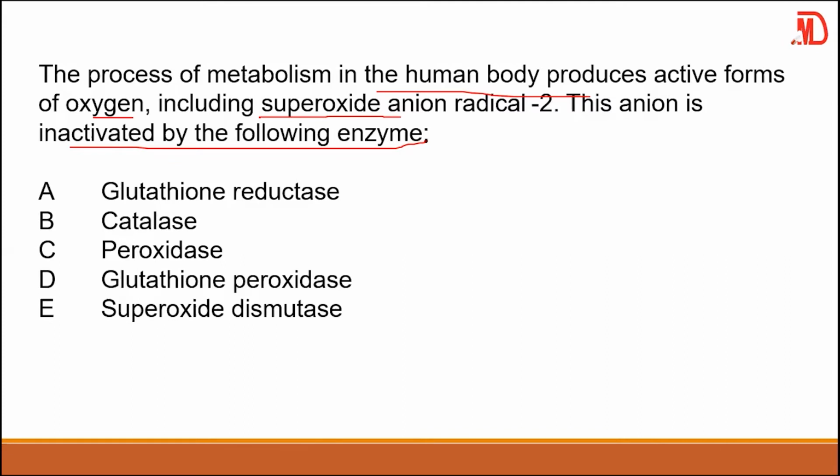Over here, even without knowing what superoxide is, we can definitely say that we are having superoxide dismutase. When this enzyme is inactive, the body produces a lot of reactive oxygen, which is not good for the cells. So here the answer is E. The same way, if I say peroxidase, it should tell you that I'm talking about peroxide. If I talk about glutathione, you should know what I'm talking about.